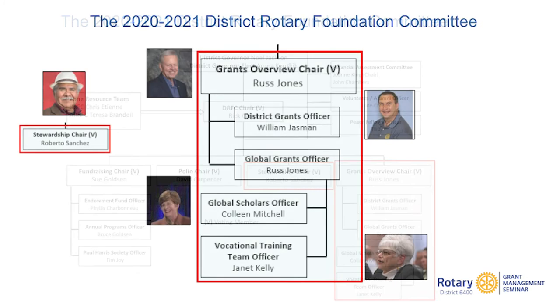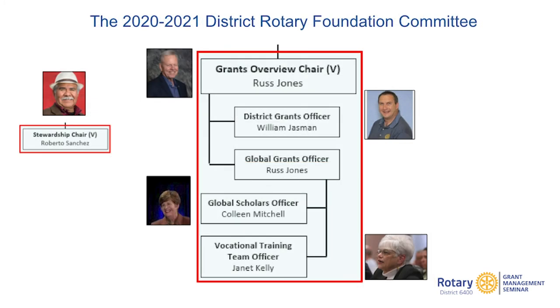So over in the far my right is Roberto Sanchez, stewardship chair. He's the one that will be after you if you aren't doing proper management of your grants or proper reporting of your grants. Russ Jones, who's here, he is responsible for all of the grant structures, including responsibility for global grants. Bill Jasmine, who's not here tonight, is responsible for the district community grants. And Colleen Mitchell, responsible for global scholars. And Janet Kelly, responsible for vocational training teams.